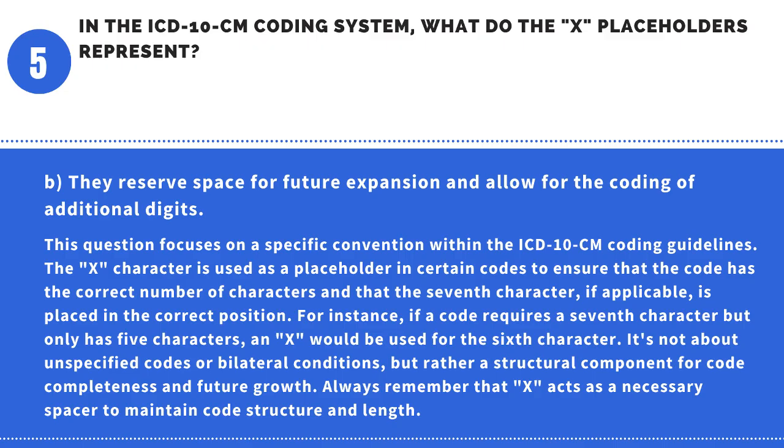Answer B. They reserve space for future expansion and allow for the coding of additional digits. This question focuses on a specific convention within the ICD-10-CM coding guidelines. The X character is used as a placeholder in certain codes to ensure that the code has the correct number of characters and that the seventh character, if applicable, is placed in the correct position. For instance, if a code requires a seventh character but only has 5 characters, an X would be used for the sixth character. It's not about unspecified codes or bilateral conditions, but rather a structural component for code completeness and future growth. Always remember that X acts as a necessary spacer to maintain code structure and length.